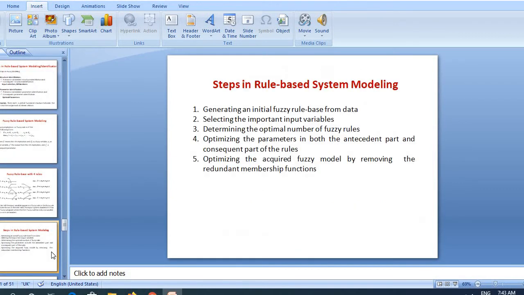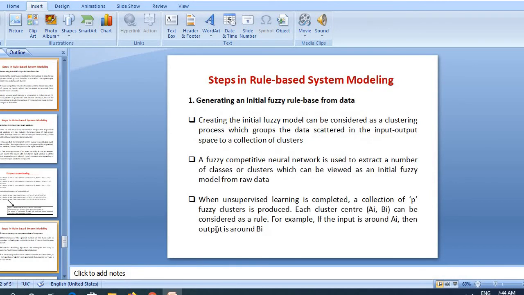Now we will go to the steps in fuzzy rule-based system modeling. First is generating the rule base from data. Second is selecting the important input variables. Third is determining the optimal number of fuzzy rules. Fourth is optimizing the parameters in the antecedent part and consequent part. And the last is obtaining the optimal fuzzy model by removing the redundant membership functions. We'll go through each step.